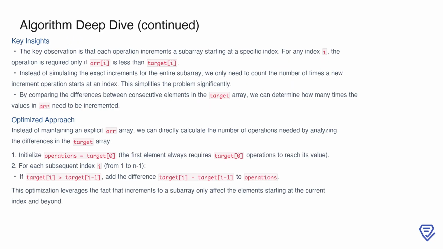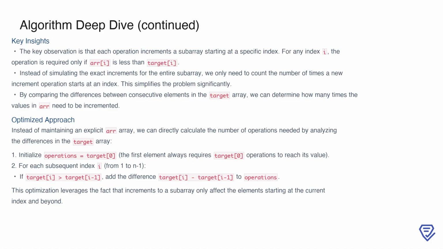The core insight here is that each increment operation starts at a specific index in ARR, and we only need to count how many such operations are necessary. Instead of explicitly simulating the increment process for each subarray, we can simplify the problem by focusing on how many times a new increment needs to start. By analyzing the target array, we realize that the number of operations is determined by the differences between consecutive elements.